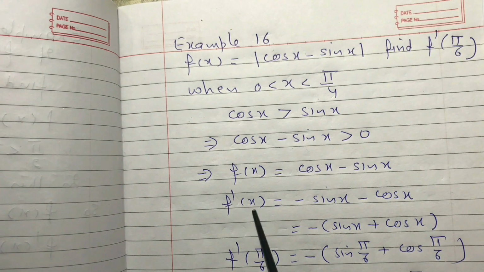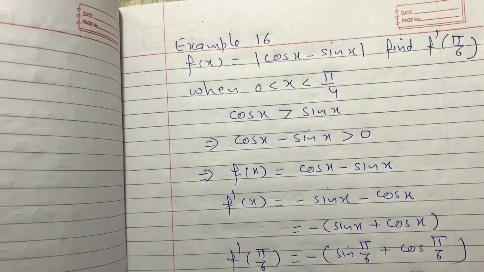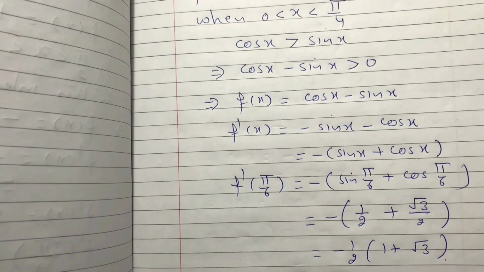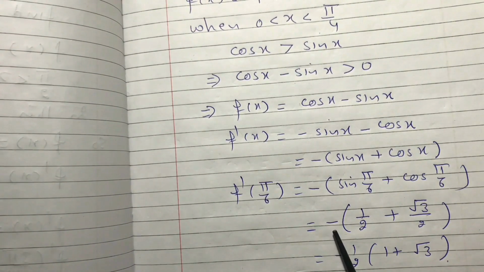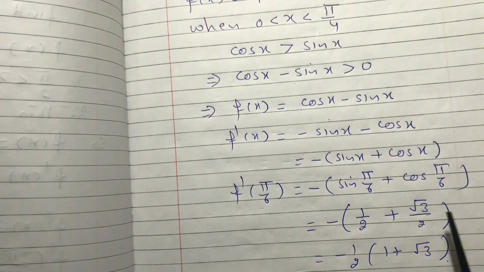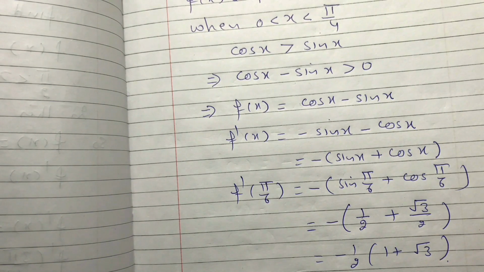So instead of x, write pi by 6. So you will have f dash pi by 6 is equal to minus sin pi by 6 plus cos pi by 6. Sin pi by 6 is 1 by 2, plus cos pi by 6 is root 3 by 2. Minus 1 by 2 is common. You will have 1 plus root 3 in the bracket. So that is the value of f dash pi by 6. That is the answer.